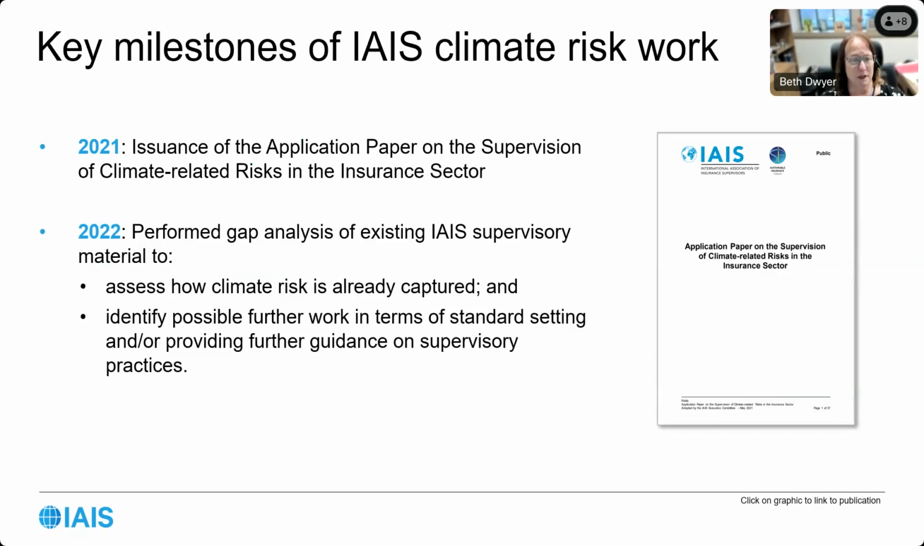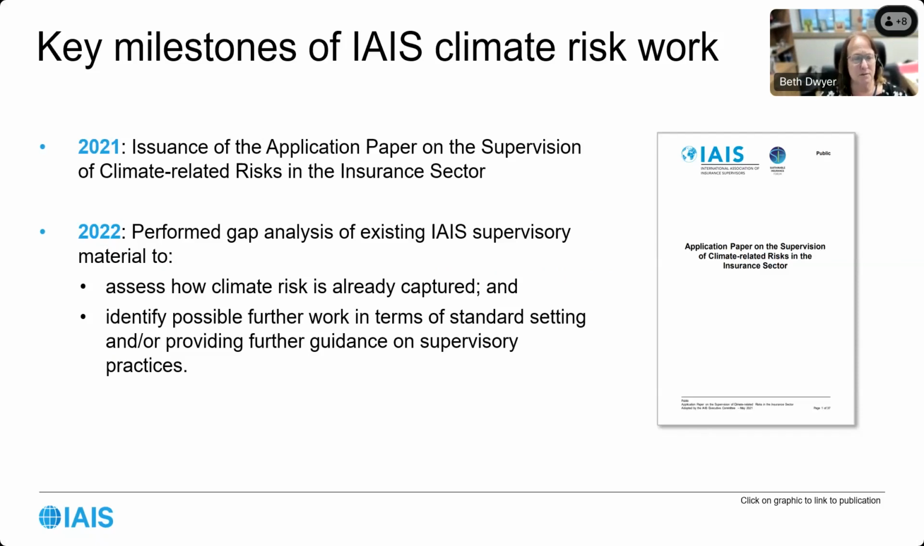One key paper is the initial application paper on the supervision of climate-related risks in the insurance sector that was issued in May of 2021. It provides background on guidance and how IAIS supervisory material can be used to manage the challenges and opportunities arising from climate-related risks. It covered a number of key priority topics, but it was not intended to be a comprehensive overview, and for instance, therefore did not cover all relevant insurance core principles.